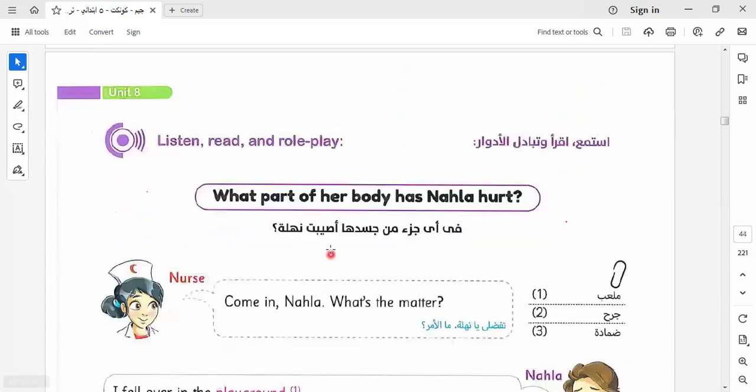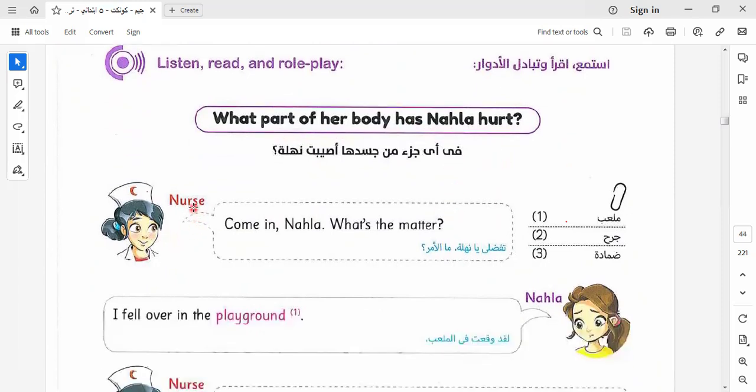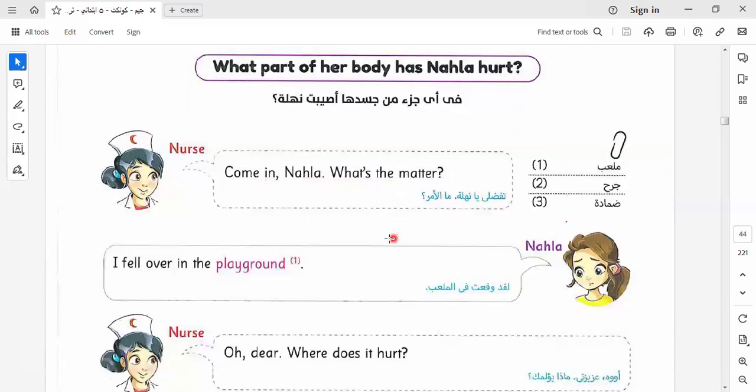Let's go to another item here. What part of her body has Nahla hurt? This is the dialogue between the nurse and Nahla. Come in, Nahla, what is the matter? So when we ask about the disease or something wrong with you, we say, what is the matter?